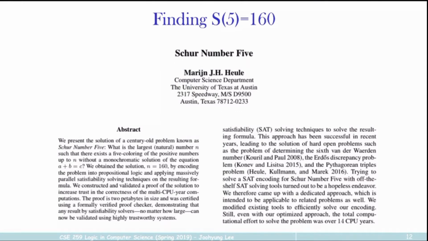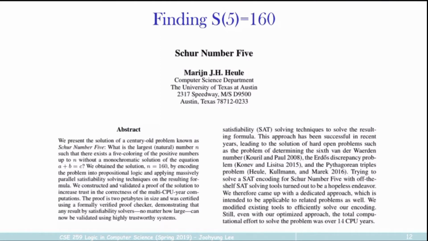And that is this paper. And this paper is actually a very interesting one. The whole paper is to say that S of 5 is 160. Now if you look at the abstract, it says, we present solutions to a century-old problem known as Schur number 5. It's a century-old problem. Nobody could actually find the solution. How did he find it? Okay, so we obtain S of 5 equals 160 by encoding the problem into propositional logic.